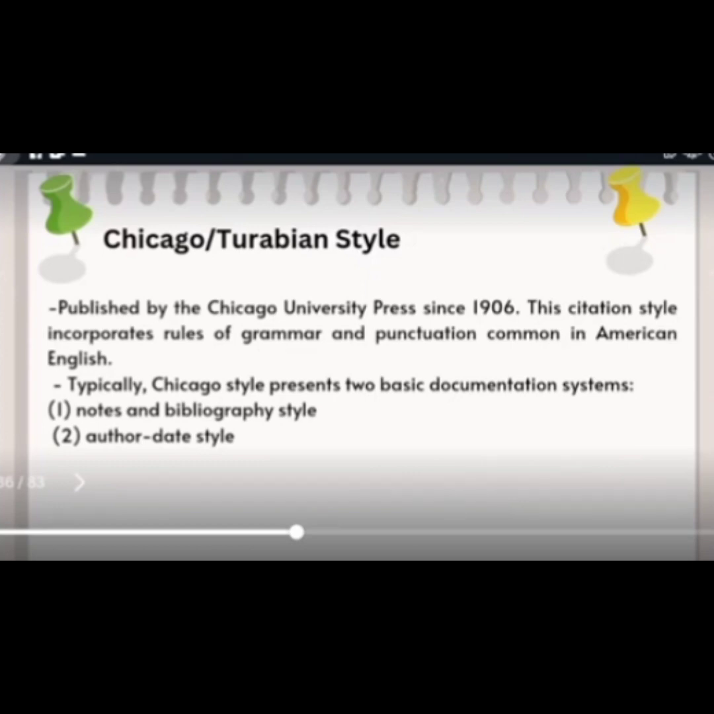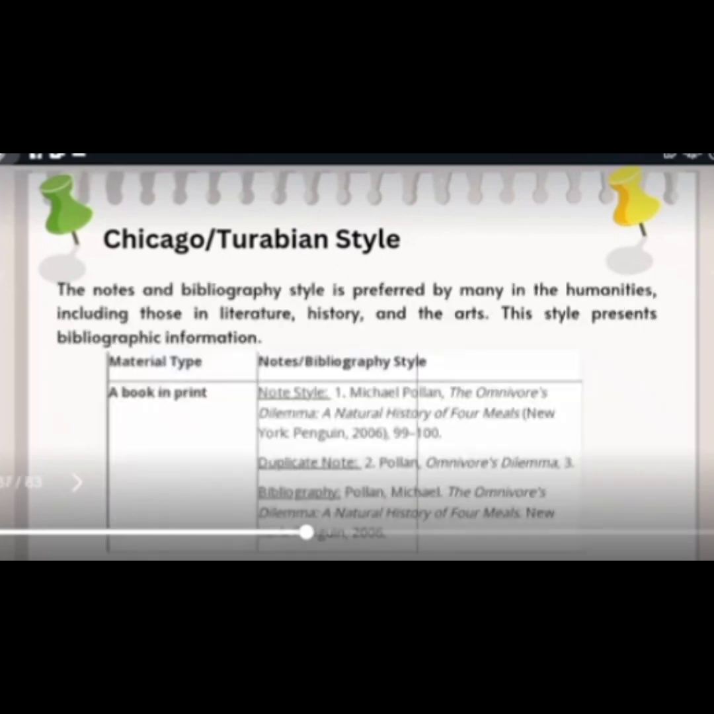Typically, Chicago style presents two basic documentation systems. So they have their own documentation systems, which are first, notes and bibliography style, and next, the author-date style. Let's find out what these documentation systems are. The notes and bibliography style is preferred by many in the humanities, including those in literature, history, and the arts. This style presents bibliographic information.